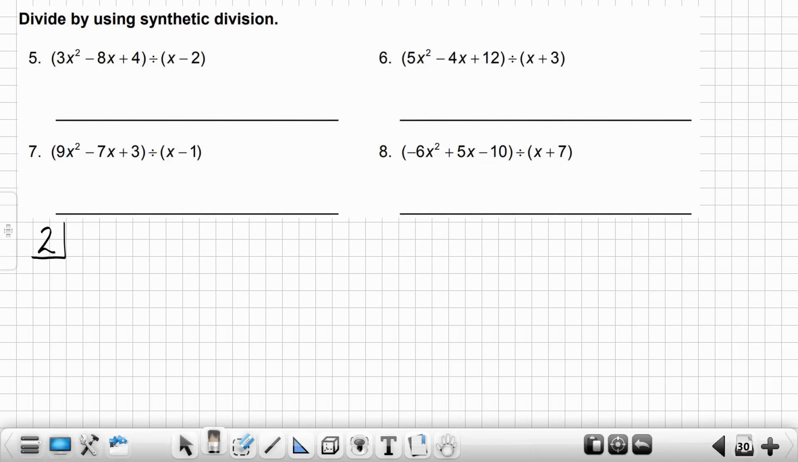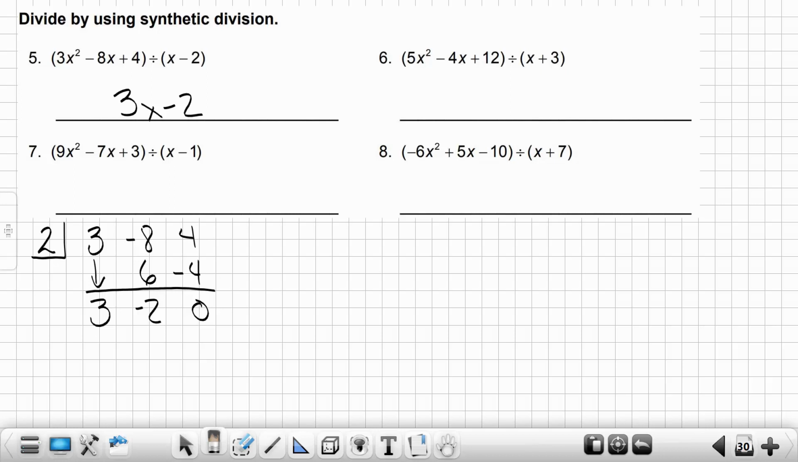What's the first number? 3. Negative 8. 4. Okay. 3. 6. Negative 2. Negative 4. 0. It is a factor, and the answer is 3x minus 2. The solution is 3x minus 2.